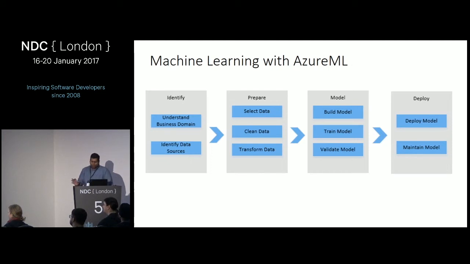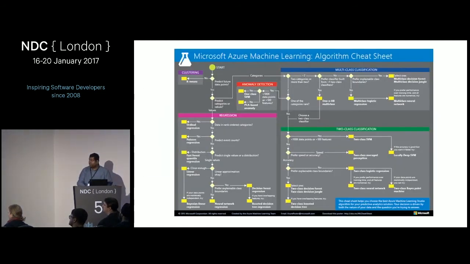So now let's look at the Azure Machine Learning Studio. Before I go there, this is a cheat sheet that you have. Most of you have probably seen this. This is available on the Azure site. It gives you all the various algorithms that are available for you to use and under what category they belong to.